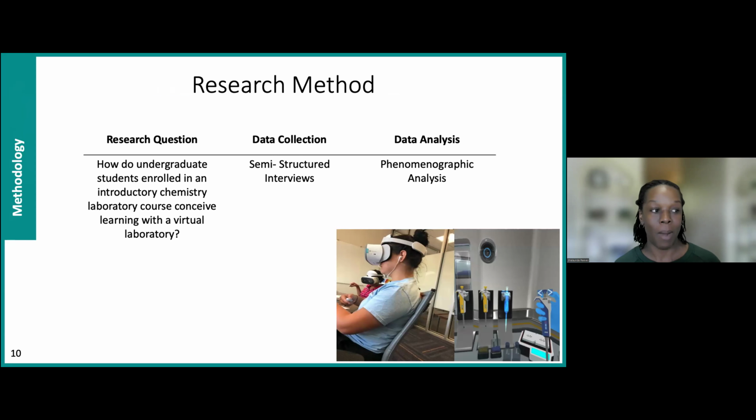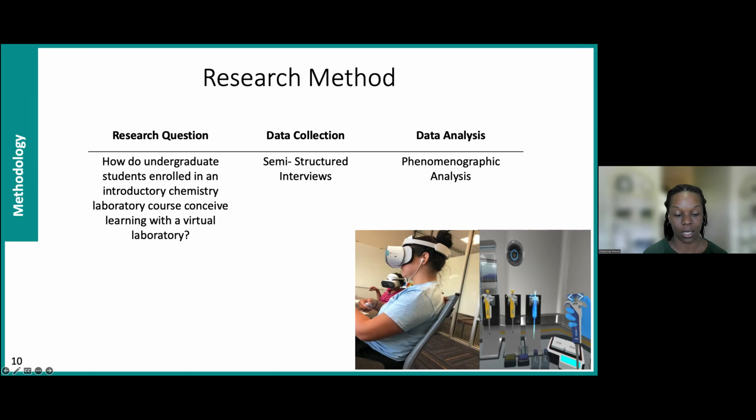And so I used semi-structured interviews because I saw that they were typically underutilized when trying to understand students' conceptions. And if they were utilized, it was really thinking about students more as a monolith and not looking at the varied student experience. And so I used phenomenography as my form of analysis.